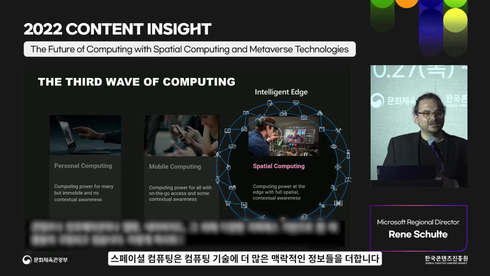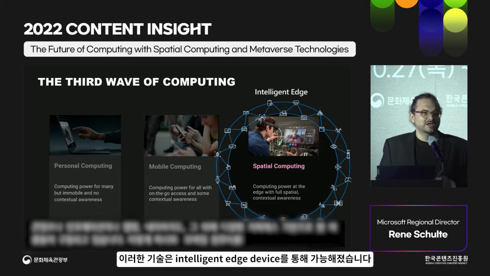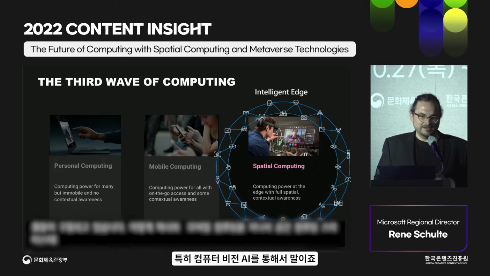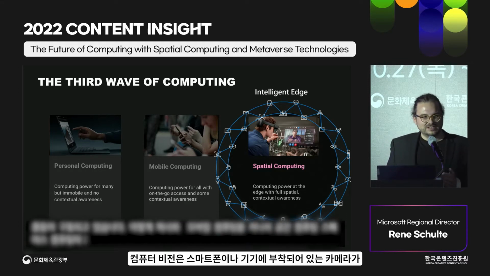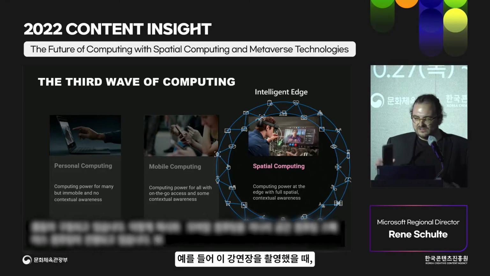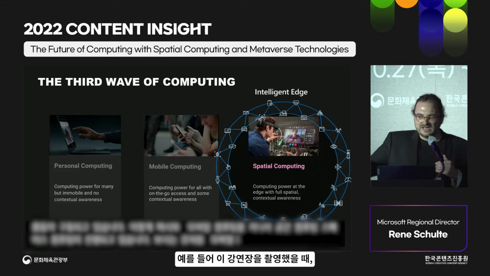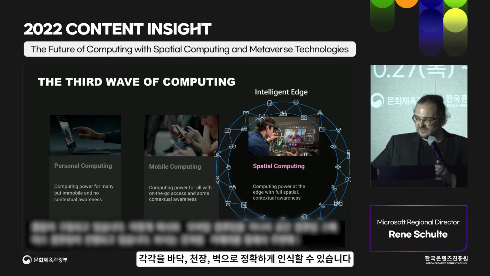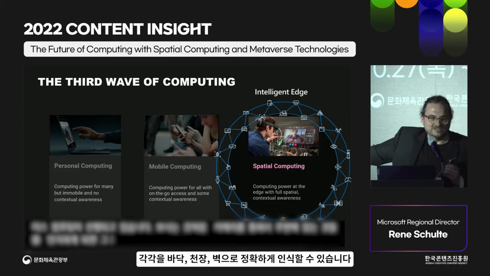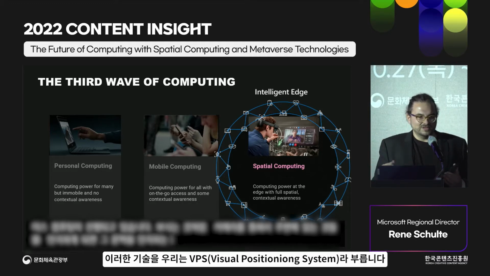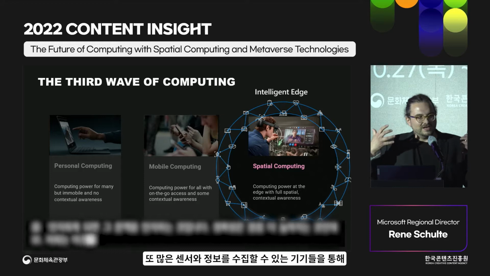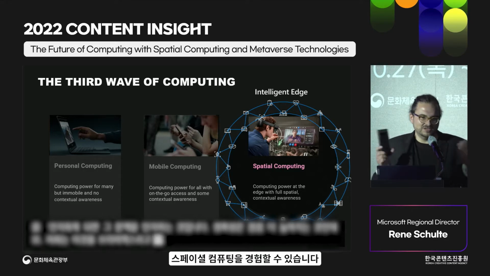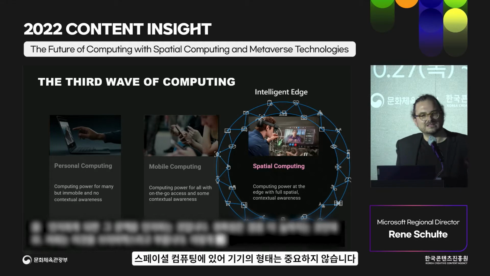And spatial computing brings even more context into computing, and this is thanks to intelligent edge devices, mainly computer vision AI. And so this computer vision allows us to use the camera data, for example, from mobile phones, like these here, whatever phone, and you can scan your surroundings, and it can recognize it, and it can provide you contextual information. Like, okay, this is a floor, this is a ceiling, there's a wall, and you can use that with more precision. And this is also called VPS, Visual Positioning System. So we can use all this sensor data and the high processing power we have in these supercomputers in our pockets. And the form factor really doesn't matter so much.